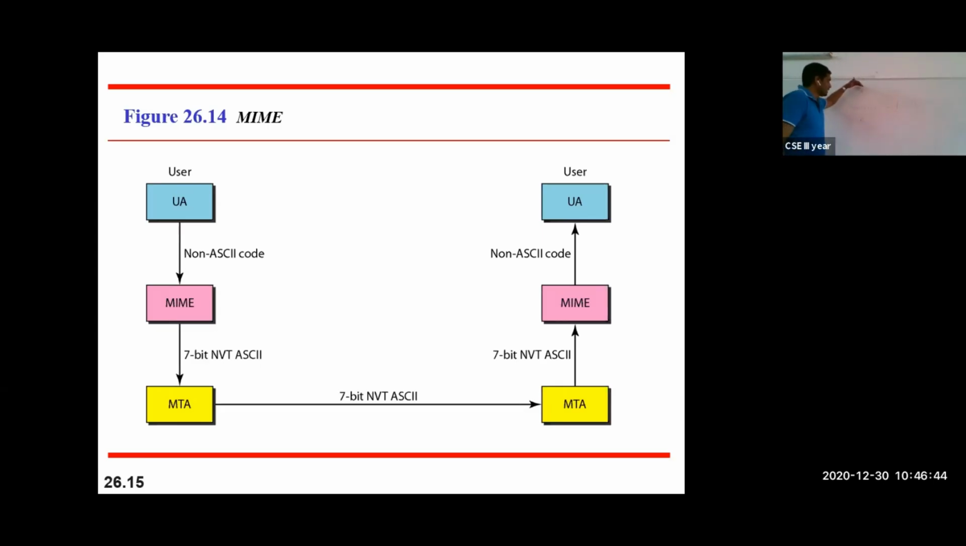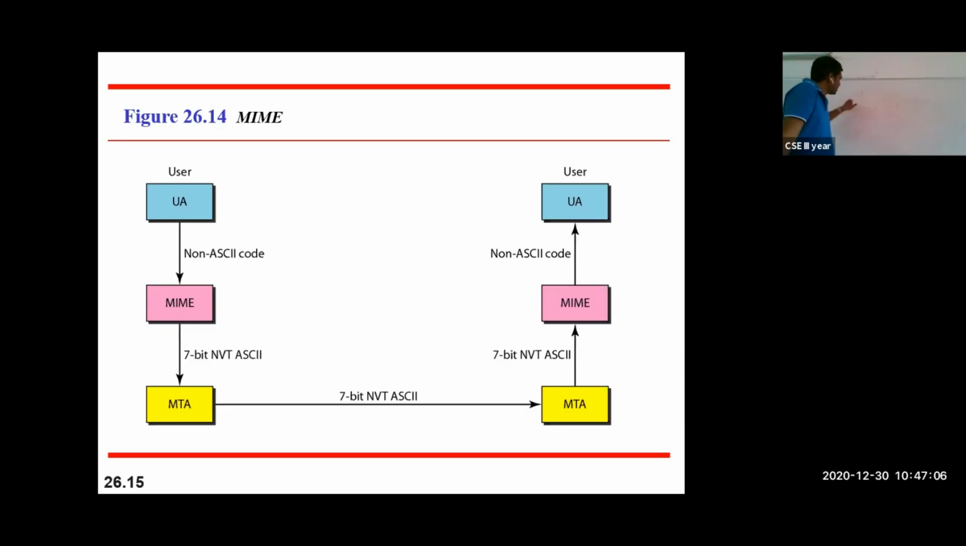Whichever code is used here, it doesn't matter. It is converted into a stream of zeros and ones. MIME will take a stream of zeros and ones and convert it into 7-bit ASCII, 7-bit NVT ASCII. It's a type of conversion. MIME will convert it into 7-bit ASCII format.